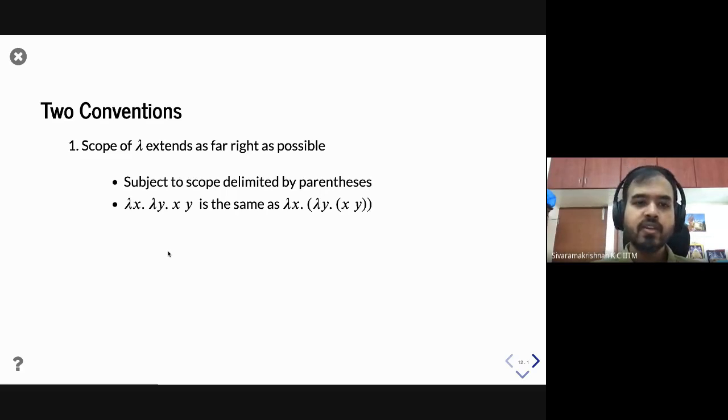The way you read this is you have a bracket just after this dot, an opening bracket, and the closing bracket goes all the way as far as possible, right? Here we don't have any other term, so it goes until the end. And then we have another lambda here, dot. So there is a new bracket here, and it goes all the way to the end.